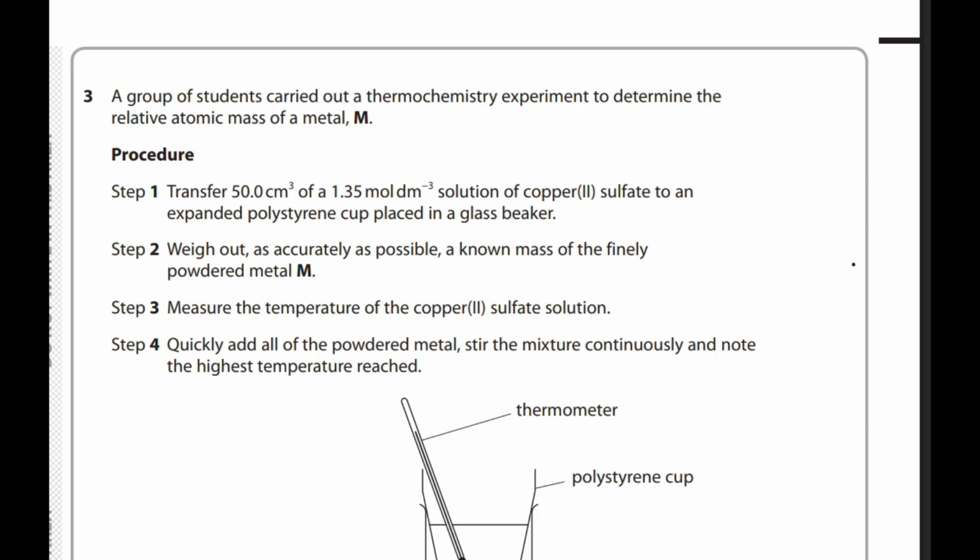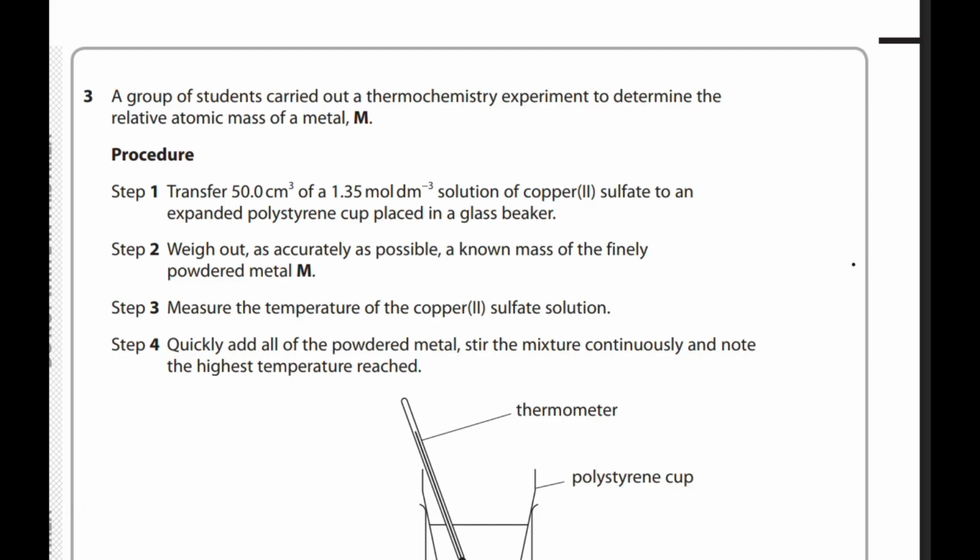Today we are going to start Edexcel IAL Chemistry Paper 3 Part 2. We have already discussed question number 1 and 2 of this paper. Today we are going to discuss question number 3. This is basically May 2019 Paper 2.